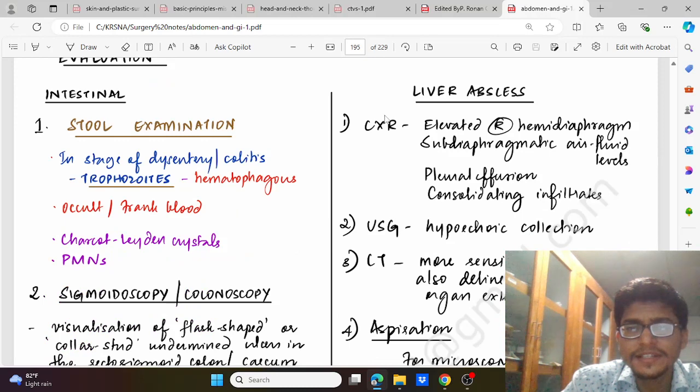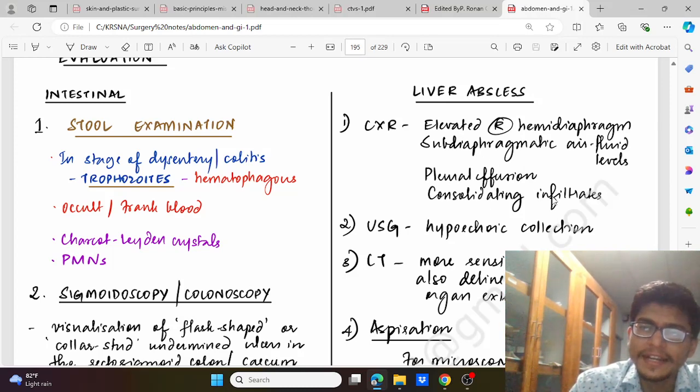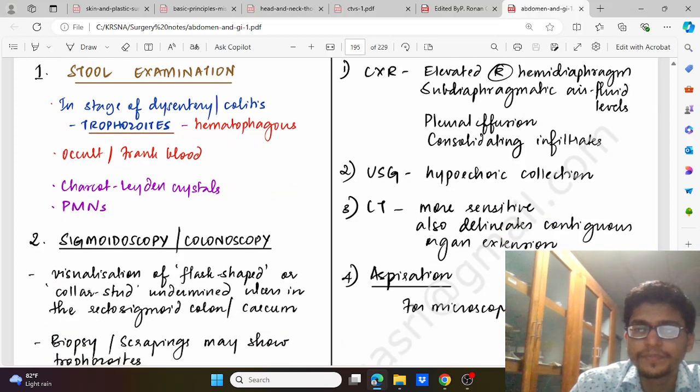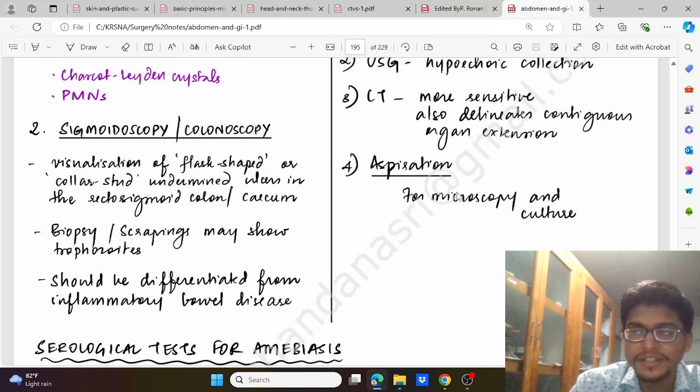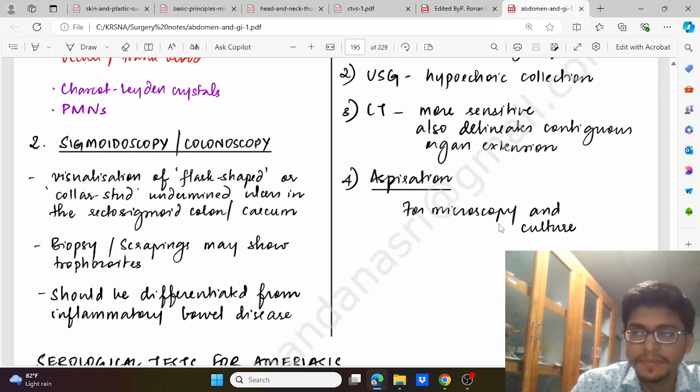In case of liver abscess, the chest X-ray may show an elevated right hemidiaphragm, subdiaphragmatic air fluid levels, pleural effusion, consolidating infiltrates. Ultrasound may show a hypoechoic collection. CT is more sensitive and also delineates contiguous organ extension. Aspiration from the abscess will help us in microscopy and culture.